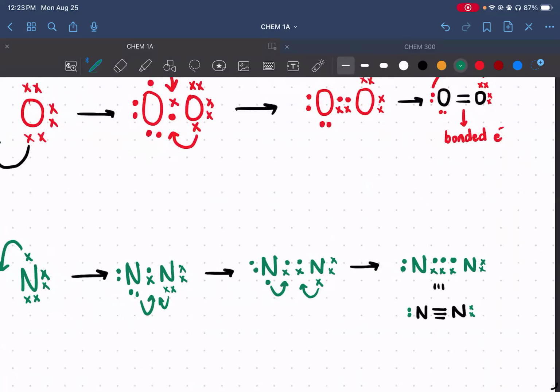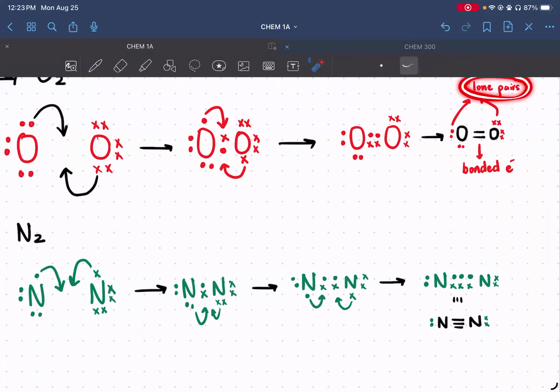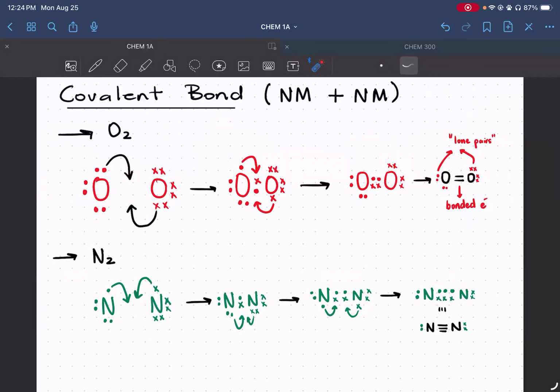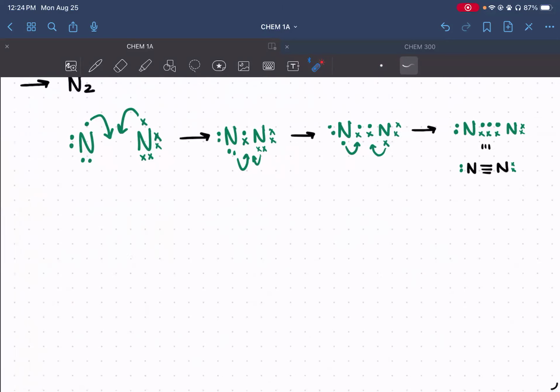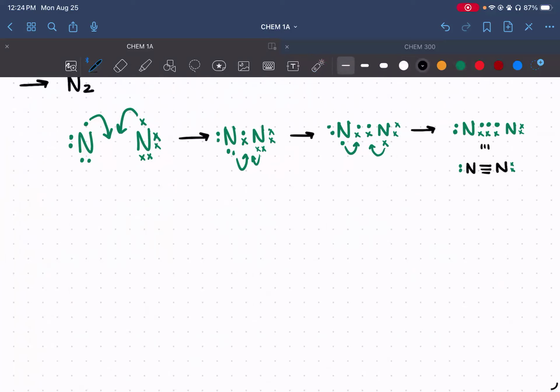Again, what we see here is that some of the electrons will exist as lone pairs. Those are the ones that just hang out on the atoms. Some of them will exist as those bonded electrons. Ultimately, the reason why this happens is so that they can look like royalty. This simple idea, this simple illustration, explains the existence of diatomic elements.